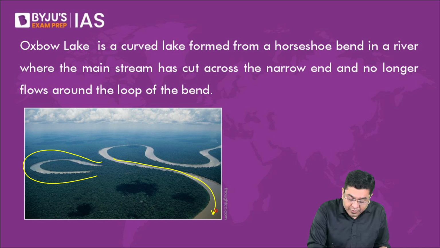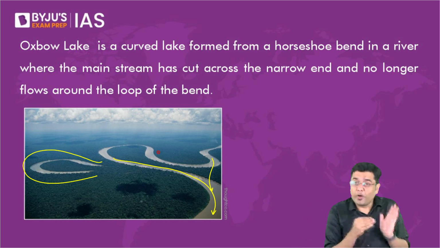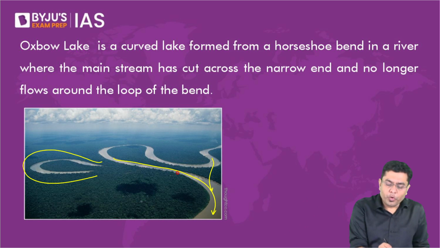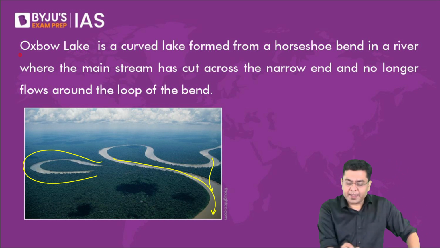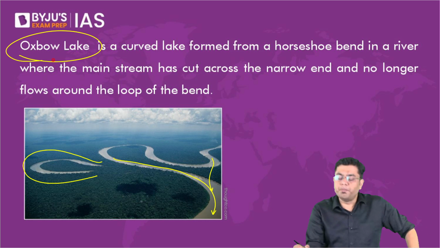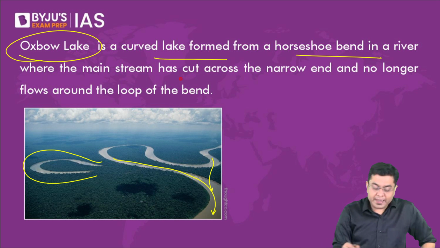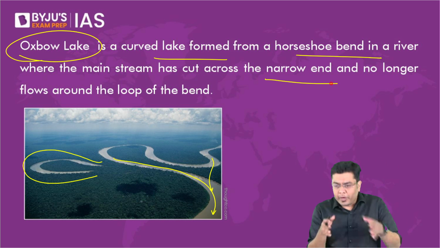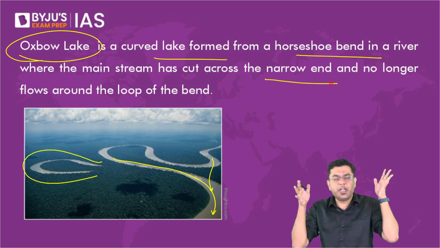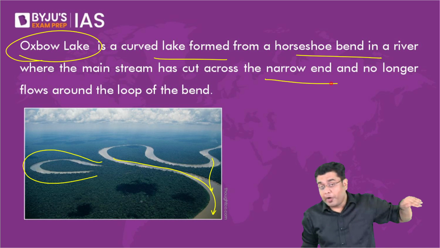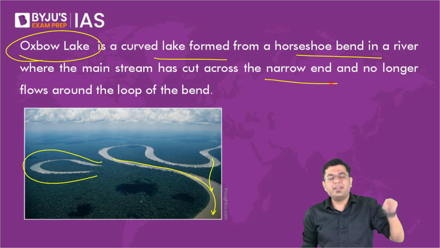Maybe after some time, the river forms a shorter path even here. So even this portion that you see will be cut off. So that cut off portion of a meander, which resembles a kind of an oxbow, is what is referred to as Oxbow Lake. So Oxbow Lake is a curved lake formed from a horseshoe bend in a river meander where the main stream has cut across the narrow end and no longer flows across the loop. So it has found a shorter path through which it will flow, and the longer circuitous path gets isolated, gets cut off, and that is what is referred to as an Oxbow Lake.